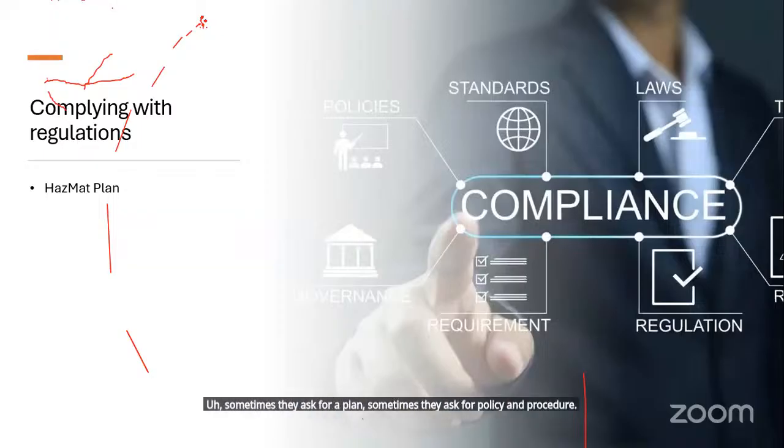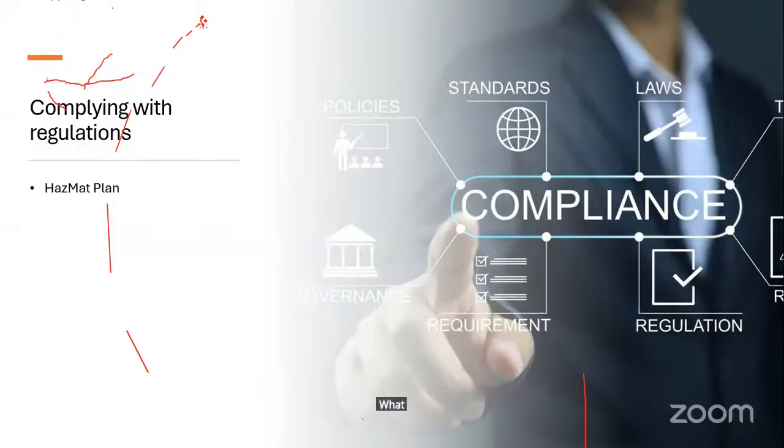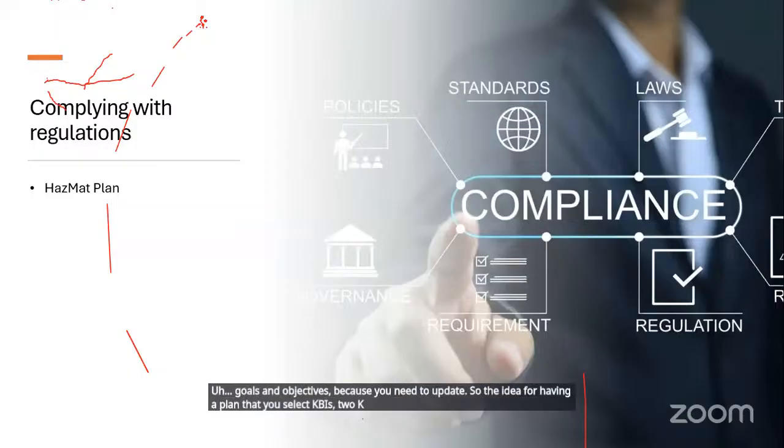It depends. SIBAHI always asks for a plan. The Joint Commission asks for a plan. What is the difference between a plan and the policy and procedure? The plan could be similar to a policy and procedure, but it will have goals and objectives because you need to update it. The idea of having a plan is that you select KPIs, two KPIs, and you need to update it annually. Set a goal and see if you can achieve it.